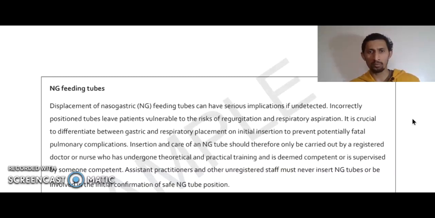So it is crucial to differentiate between gastric and respiratory placement on initial insertion to prevent potentially fatal pulmonary complications. So it is talking about the importance of checking where the nasogastric tube is. Otherwise, the other complications are pulmonary complications.